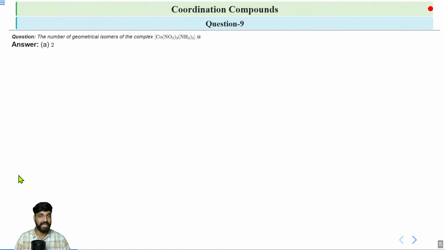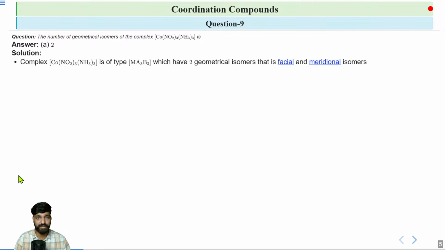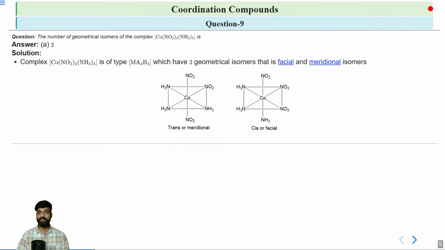Yes, the correct answer would be 2. It's very simple. So, your complex is of the type Ma3b3, and they are capable of showing facial and meridional isomers. Now, this can be seen here. Now, how will you remember that a given isomer is facial or meridional? So, there is a small hint for you. What is that hint? Always consider the angle.